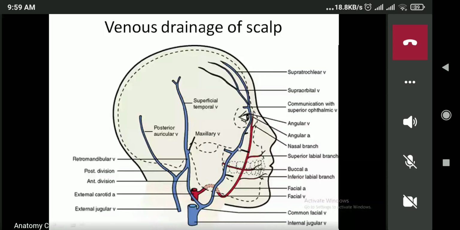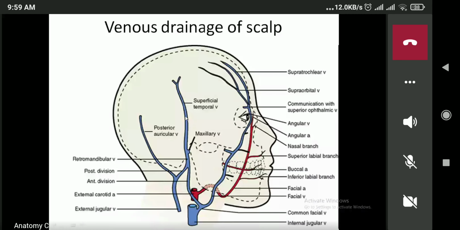The next vein, which accompanies the superficial temporal artery, is the superficial temporal vein. You can see here in this diagram clearly the superficial temporal vein, which accompanies the superficial temporal artery, uniting with the maxillary vein to form the retromandibular vein. Let's trace this once again. The superficial temporal vein unites with the maxillary vein to form the retromandibular vein.